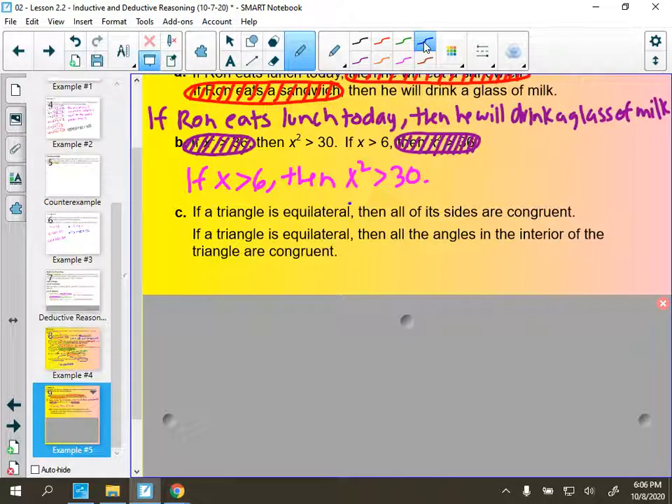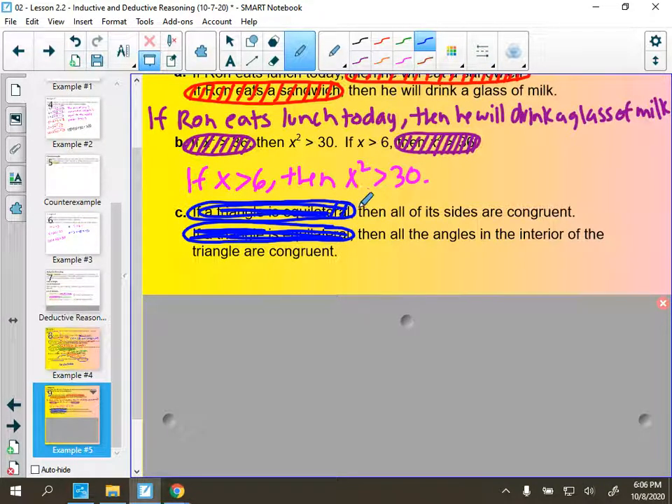So let's keep with our process here, try to make it as mechanical as possible. If a triangle is equilateral, that's my overlap. The problem with this one is what? When I go to read it, where do I start? We set up here, we're supposed to start with the if part. I crossed them both off. Then all of its sides are congruent. Then all the angles on the interior are congruent. It doesn't sound right. It doesn't make sense. There's no if part of it.